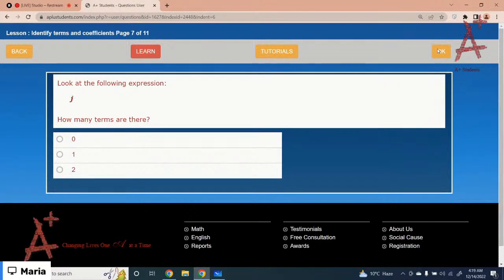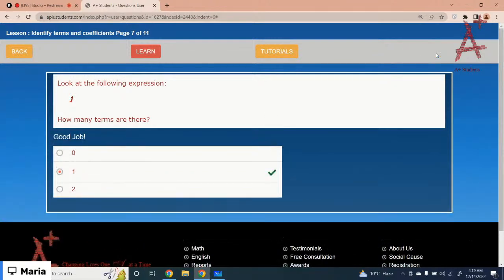Look at the following expression. How many terms are there? 0, 1, 2. Which is the correct option? You have just one term. Got it? j is just a single term, so the correct option is 1. Got it?